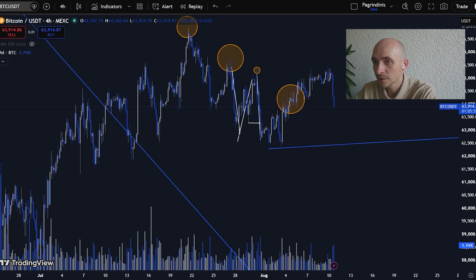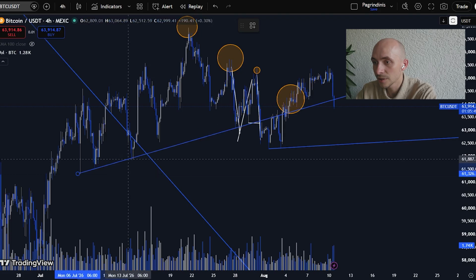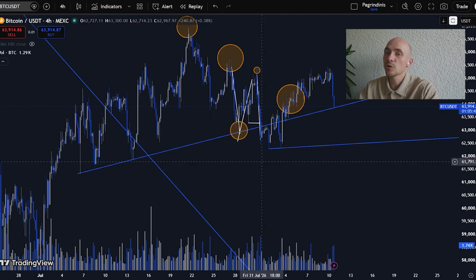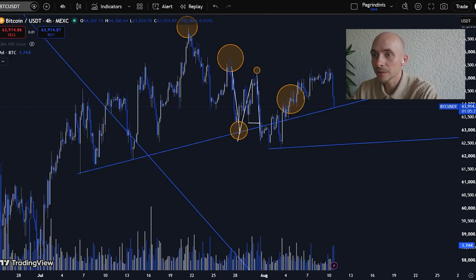Another one could be here. You see the wicks, and from here the market bounces a little bit. You see it's reacting. But if you want to enter the trades with the trend line, you have to wait for the confirmation. It's going to be the pattern or it's going to be the candles. I don't care.